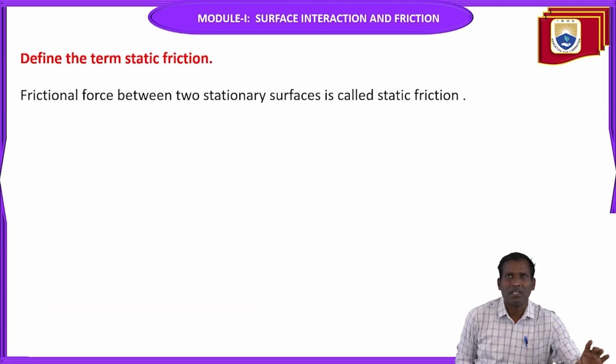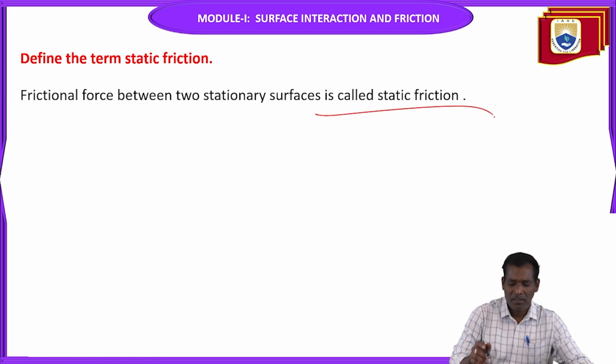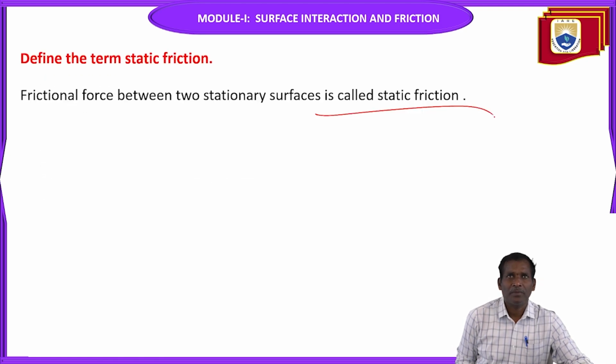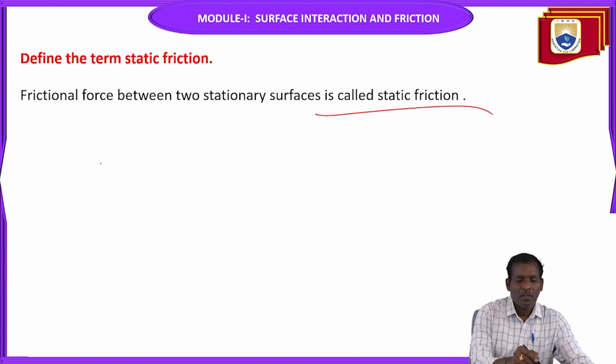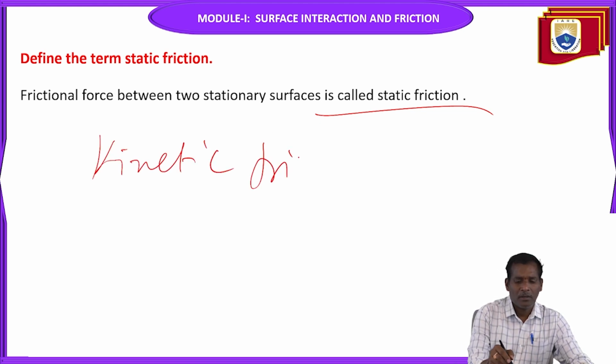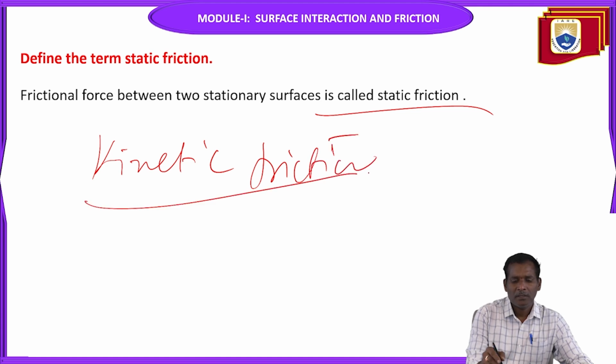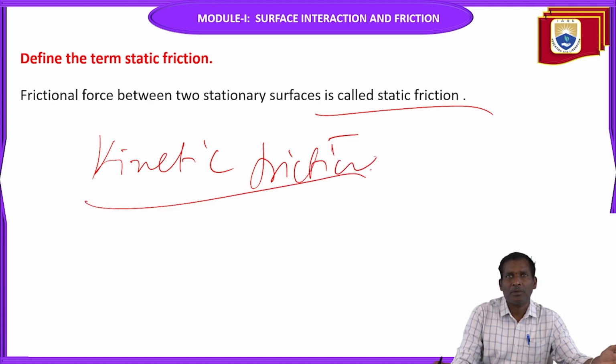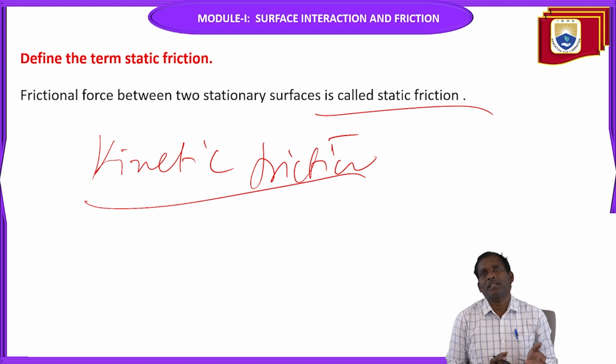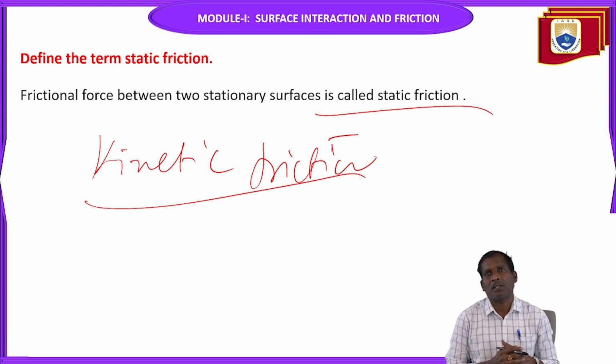Let's define the term static friction. Frictional force between two stationary surfaces is called static friction. That is the simple definition. Similarly, kinetic friction: the force between two surfaces when they are in motion is called kinetic friction.